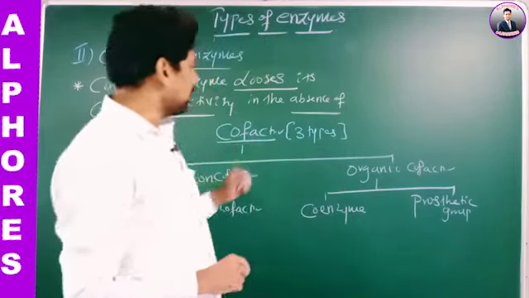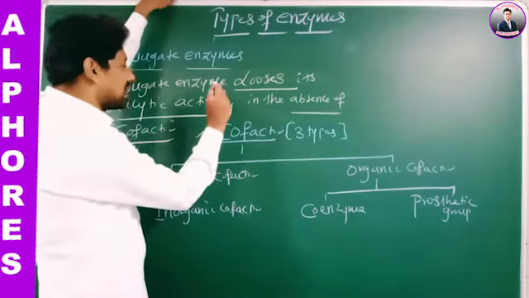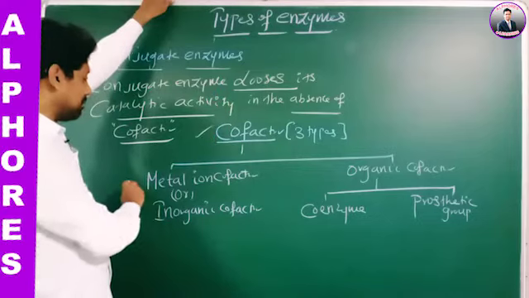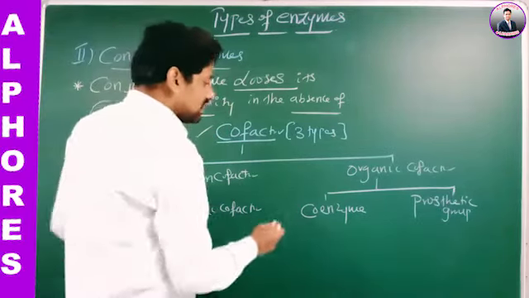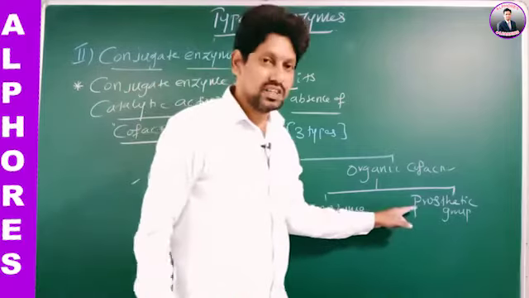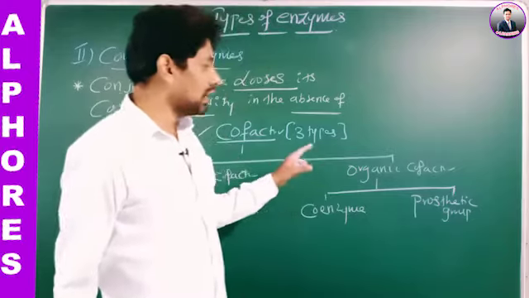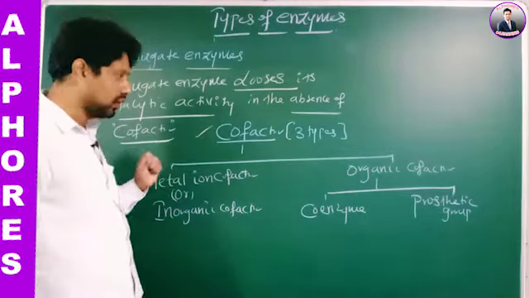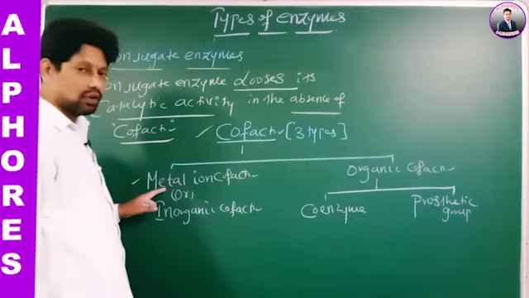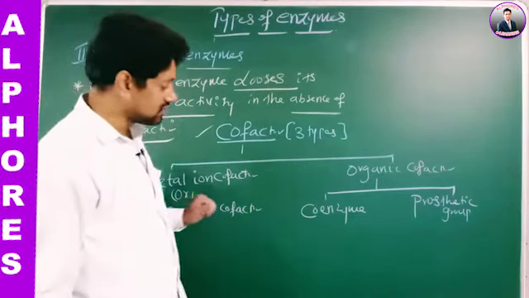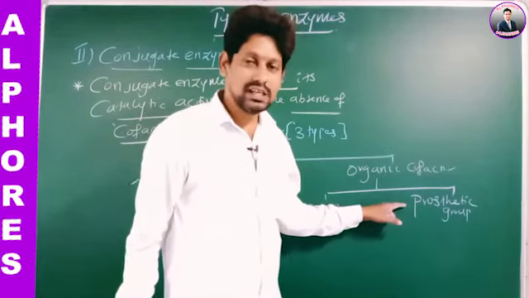Therefore, cofactors are of three types. The first one is metal ion cofactor or inorganic cofactor. The second one is coenzyme. The third one is prosthetic group. Coenzyme and prosthetic group are two types of organic cofactors. Right?